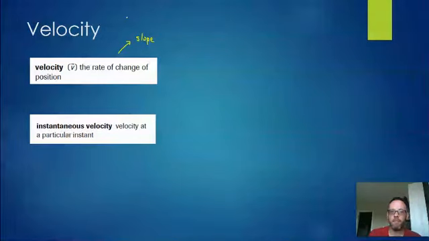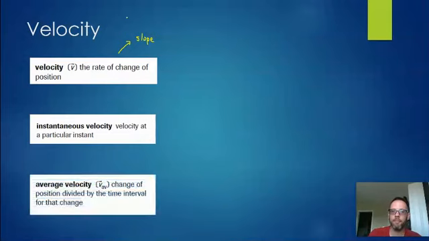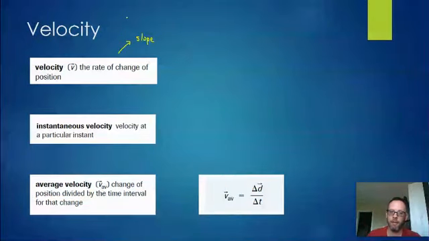Instantaneous velocity is the velocity of an object at a particular instant. Average velocity is the change in position divided by the time interval for that change. And so the formula would look like this. V average, with the vector sign, we're talking about velocity, equals delta D, and here we're talking about displacement with the vector sign, divided by time. What you will notice too is that we are dividing a vector by a scalar. The result is another vector.